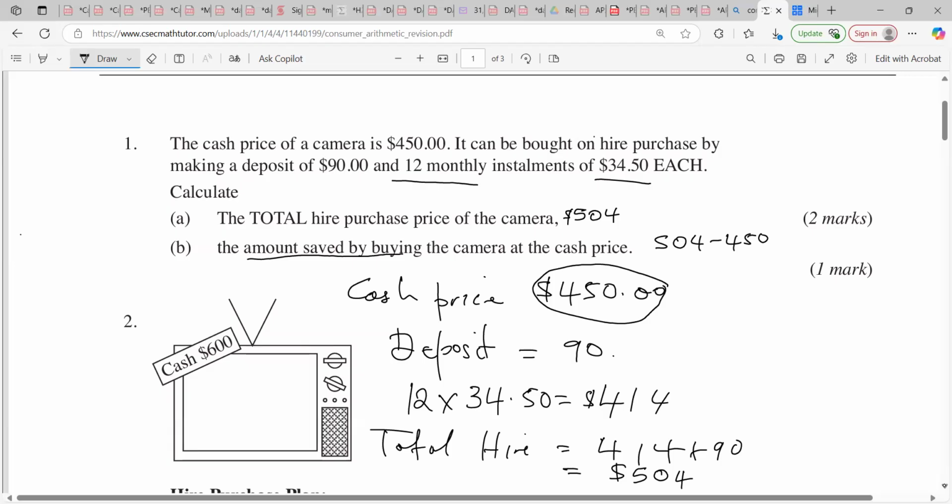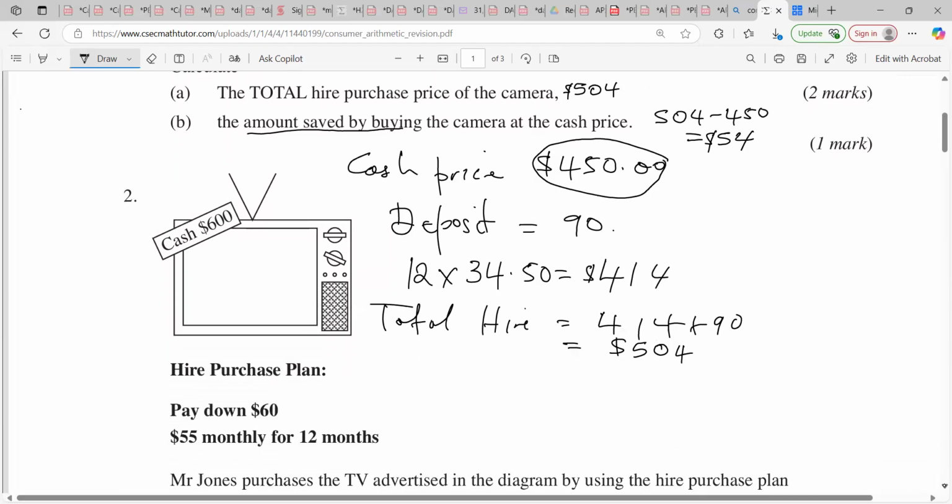Where can I put that answer? We can drop it just here. Would have saved $54. All right, let's do another one. And that would have given a total of 3 marks.